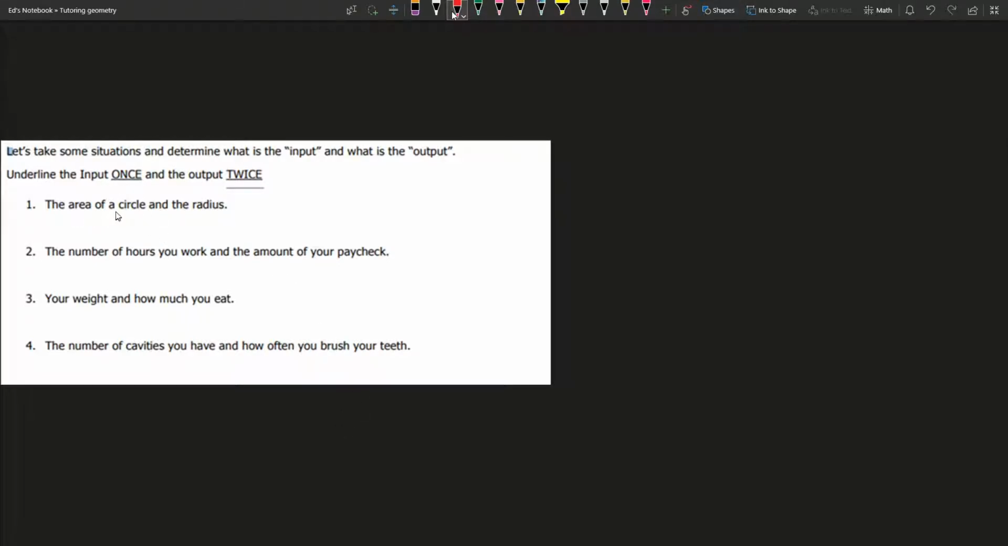All right, so the area of a circle and the radius. Which one depends on the other? So the input is going to be the radius, and the area of the circle is going to depend on that radius. The number of hours you work and the amount of your paycheck: the amount of your paycheck depends on the number of hours you work. So the number of hours is the input, and the output is the amount that you see on your paycheck.